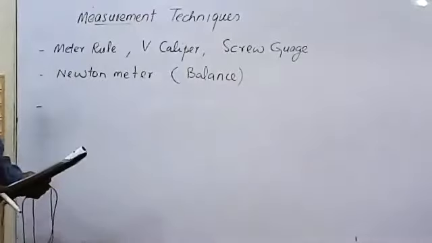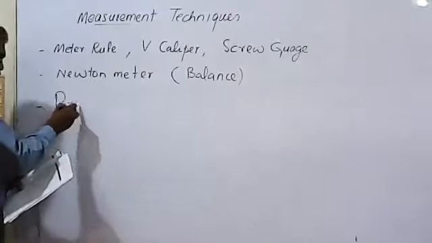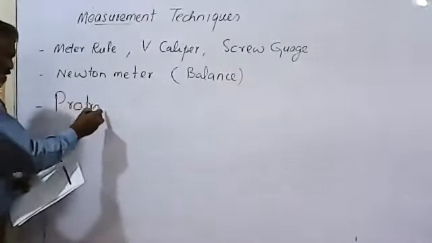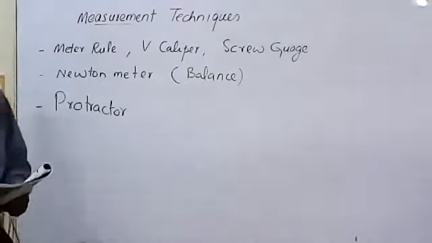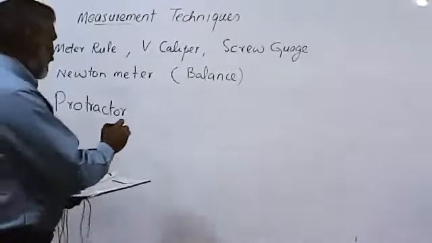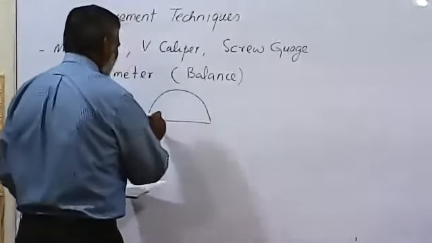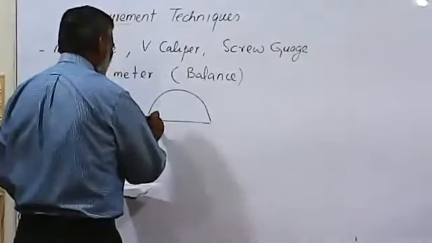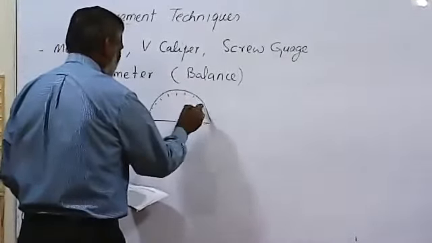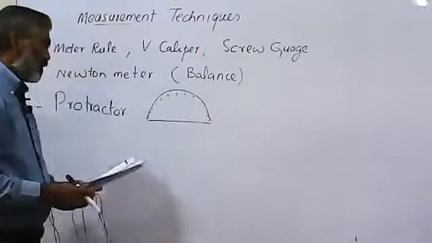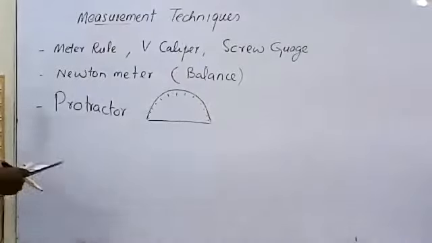Then we should be familiar with the use of the protractor. Protractor, which is used for measuring angle, looks like a D. So that is why it is also known as D. And it has a scale on it which looks like this. And this scale is used for measuring any angle between two lines.